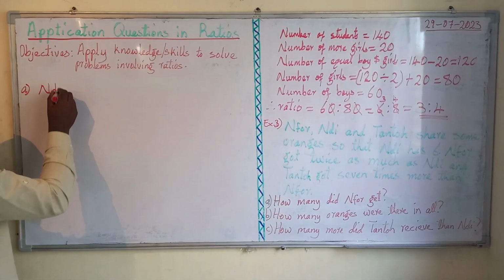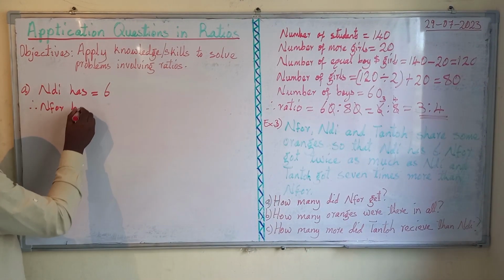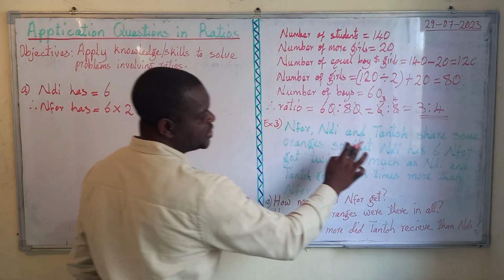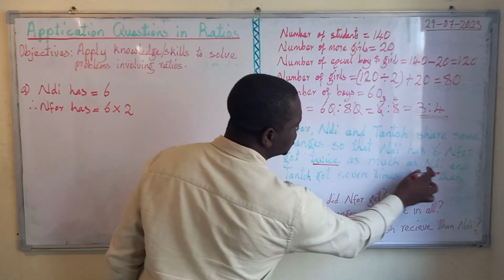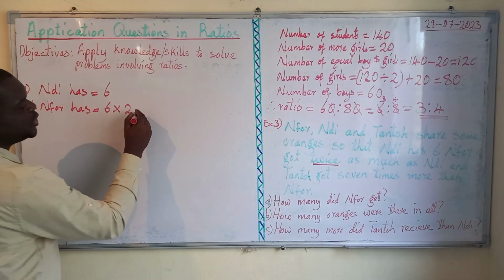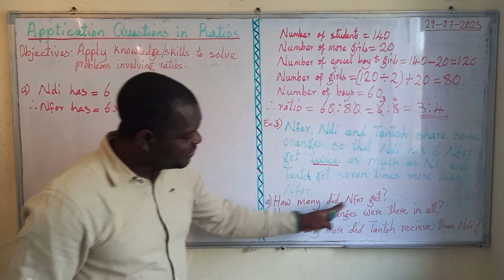A, Ndi has 6 oranges. Therefore, Mfo has 6 times 2, because it is mentioned here clearly that Mfo got twice as much as Ndi. So we multiply Ndi's share by 2 so that Mfo will have 12 oranges. So that is that for the first question.